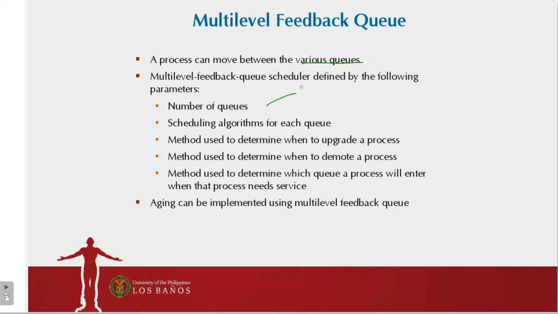First, how many queues are there? Then, what scheduling algorithm will be used for each queue? And there should be a method to decide when to upgrade or downgrade a process, that is, to move a process from one queue to another. And then the method used to determine which queue a process will enter when that process needs service. Right? And of course, to prevent starvation, we can also implement aging.